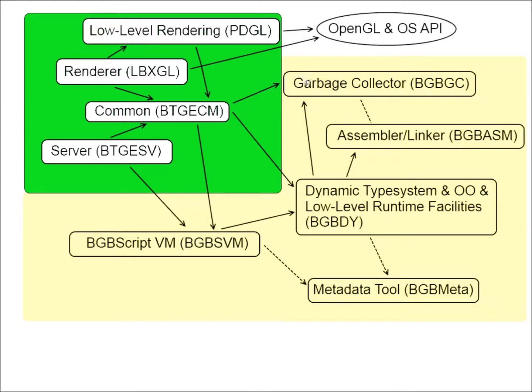The yellow area represents a lot of the VM and backend code. The garbage collector is a concurrent mark sweep garbage collector. This is the assembler and linker. It takes ASM code and assembles it into native code at runtime. This native code is then linked against the running program image.